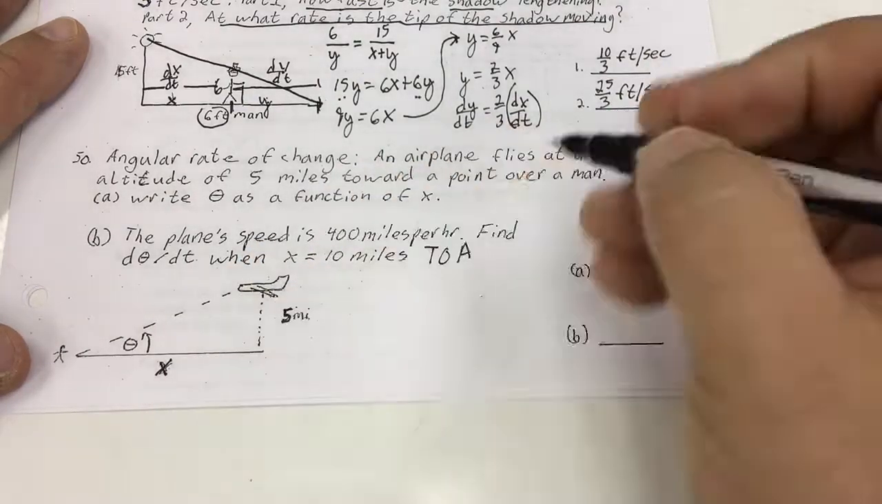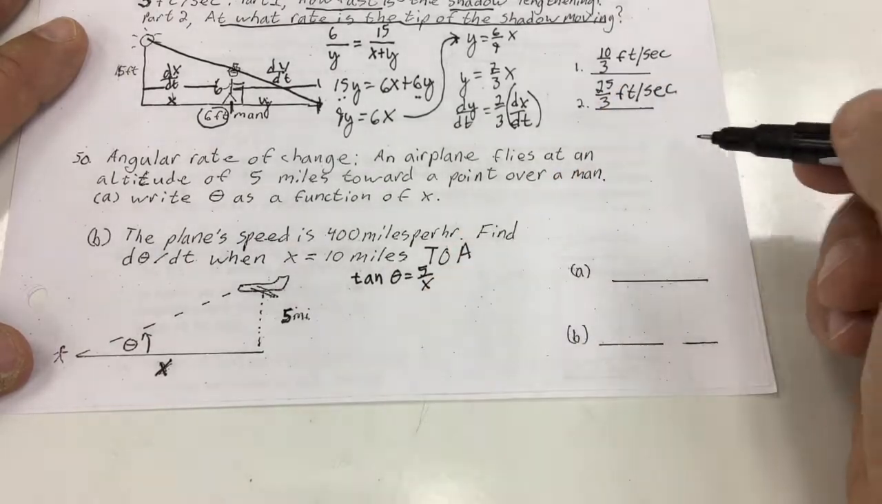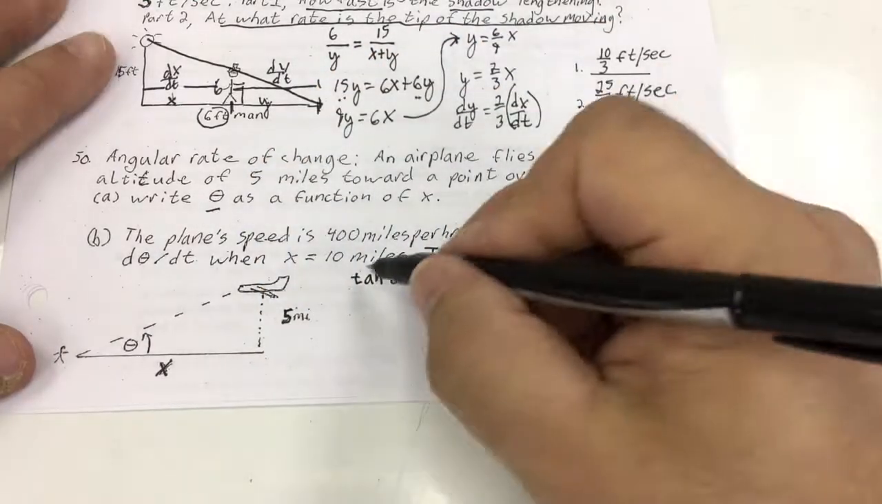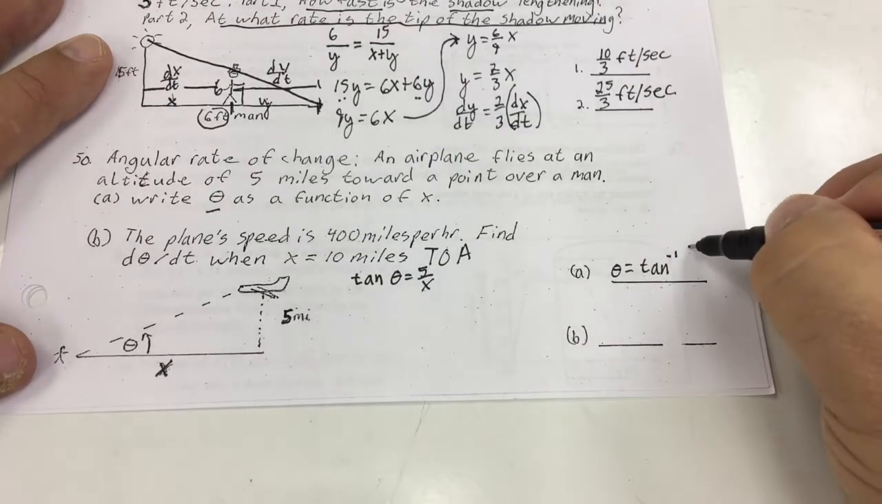Tangent equals opposite over adjacent. So tan theta equals opposite over adjacent. But it wants me to write theta as a function of x, so I take the inverse tan of both sides. That's going to give me theta equals the arctan of 5 over x.